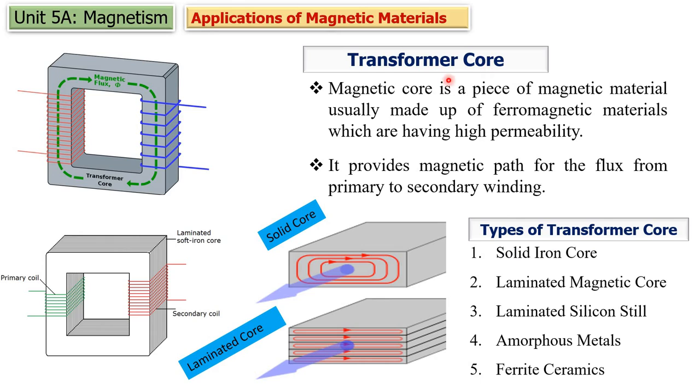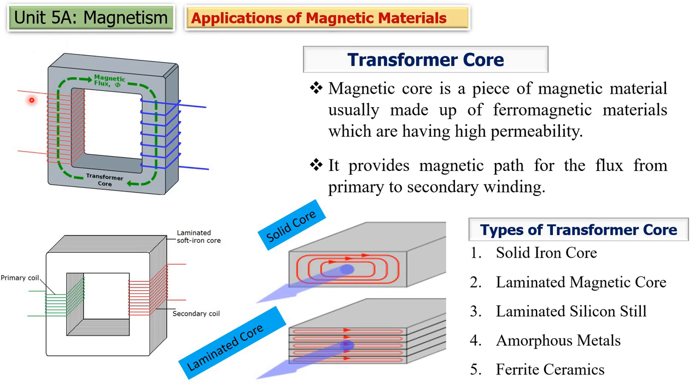So what is a transformer core? This is a transformer actually. It consists of basically three parts: primary winding, secondary winding and transformer core, or it is also called a magnetic core. So what is a magnetic core or transformer core? It is a piece of magnetic material which provides a magnetic path for the flux from primary to secondary.